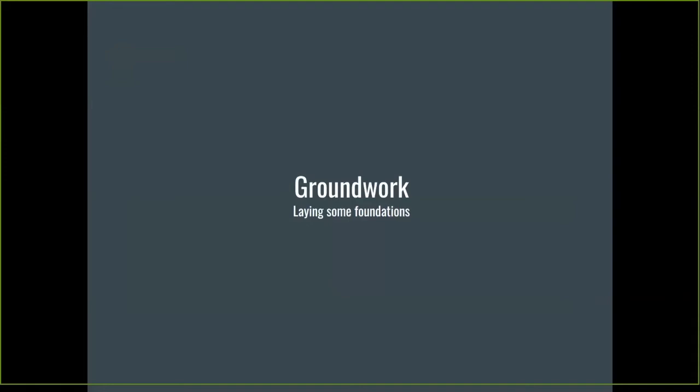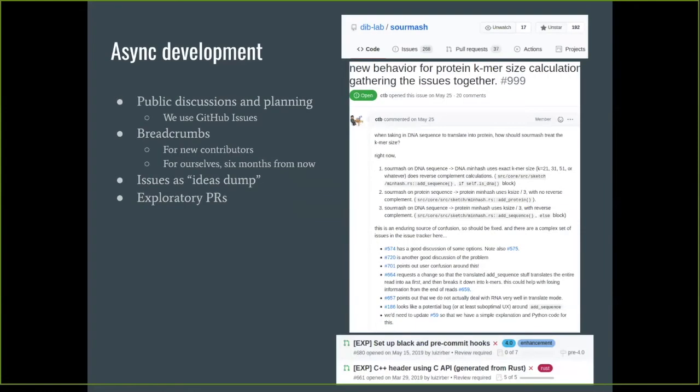To be able to have these external contributors and manage all these things, I'll discuss some of the groundwork that we did to lay some foundations for this collaboration. One thing is that we do async development. The public discussions and planning all happen on GitHub issues. Public here means a place where other people in your team can also read them. In our case, because our software is public, that means a public place in GitHub, but it could be your internal bug tracker or other tools; Notion is pretty good for doing this kind of stuff also.